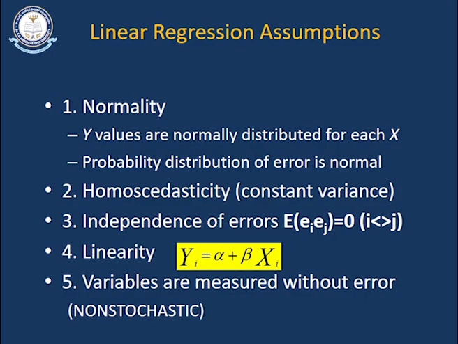The next one is homoscedasticity, which is nothing but constant variance. The third assumption is the independence of error terms, where the expected error equals 0. That's why you have to look at the independence of error terms. And then linearity. Most of the regression is linear in nature. And the last and final one: the variables are measured without error, which is also called non-stochastic. So these are the few assumptions that you have to keep in mind as we move along.